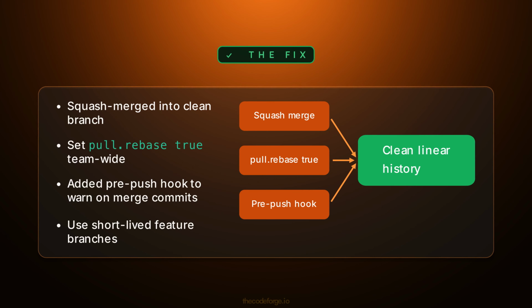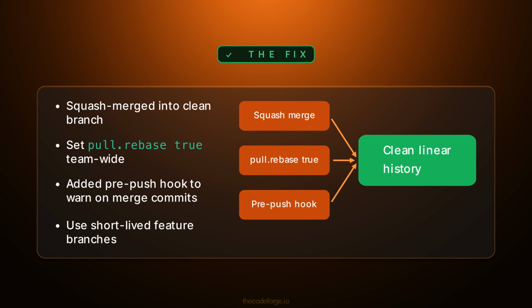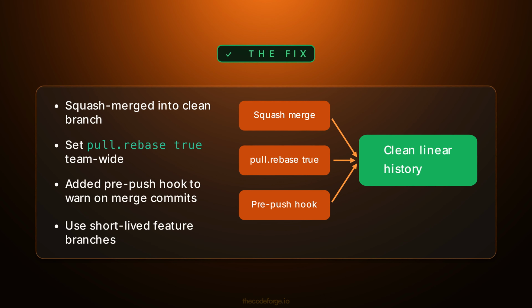The fix involved several steps. First, they squash merged the polluted branch into a clean one. Then they configured git config global pull.rebase true on every developer's machine to rebase instead of merge. They also added a pre-push hook that warns if the branch has too many merge commits. Finally, they considered using short-lived feature branches to avoid the problem entirely.